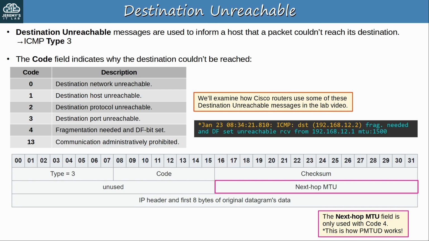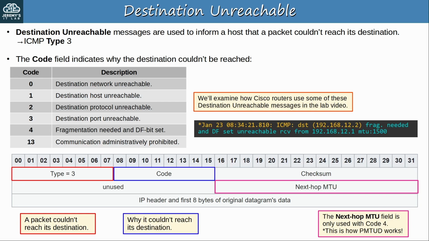To summarize, the purpose of a Destination Unreachable message is to tell a host that a packet couldn't reach its destination. That's what the type of 3 means. Then the code specifies why it couldn't reach its destination. And finally, the encapsulated data says which packet couldn't reach its destination. As I pointed out before, in ICMP error messages, the encapsulated data is the IP header and first 64 bits, 8 bytes, of the IP payload of the packet that caused the error. In this case, the packet that couldn't be delivered.